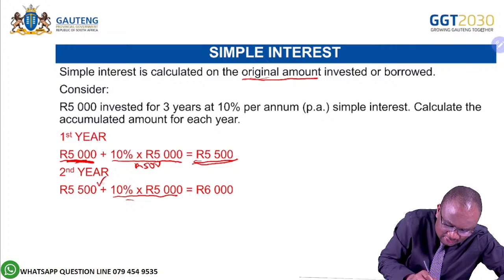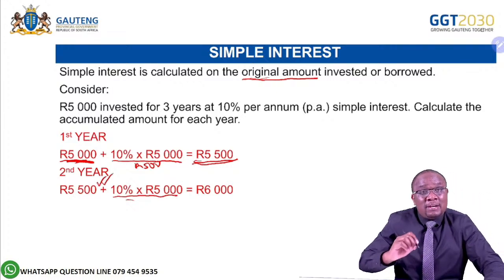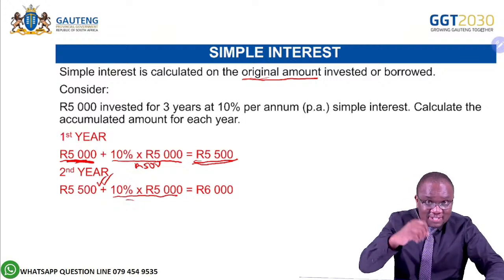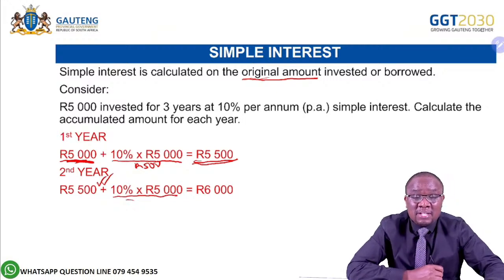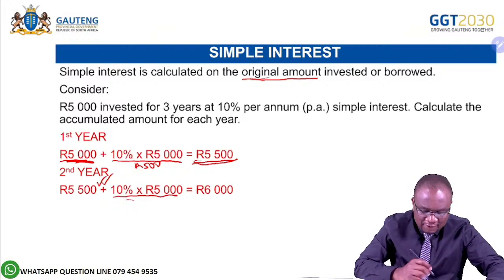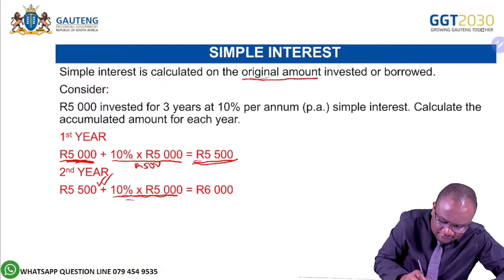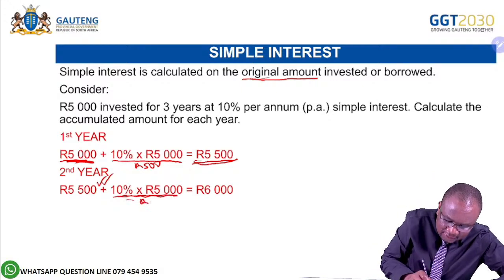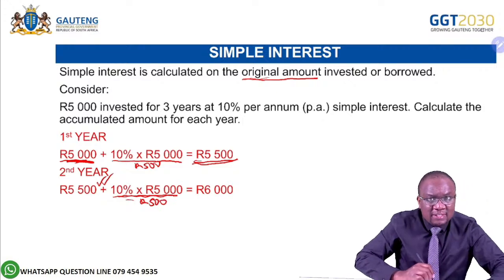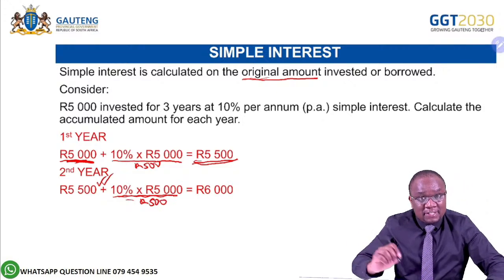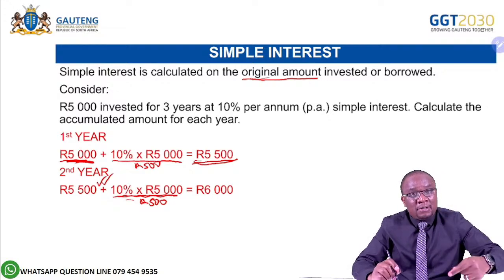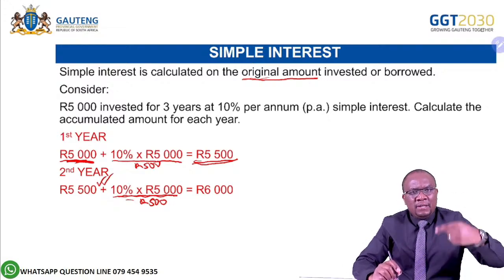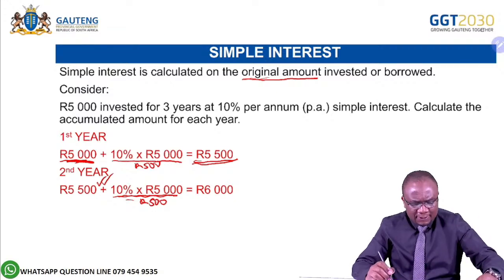Yes, the balance has grown. It's now 5,500, but the interest is still on the original amount that was invested, which is 5,000. So it's still 10% of 5,000. How much interest here? 500 Rand. You see that? Say 5,500 plus 500 Rand, which is 6,000. So you keep on adding the same amount, plus 500 Rand, plus 500 Rand, plus 500 Rand.